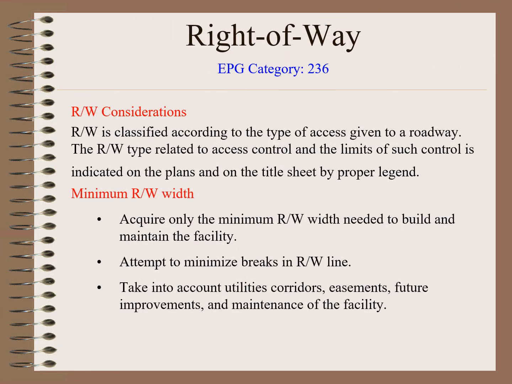Let's talk about right-of-way. Anytime that you have a project, you need to consider the right-of-way. Sometimes there is no right-of-way to be taken, but when there is, you need to understand how we classify the right-of-way. Right-of-way is classified according to the type of access given to the roadway. The right-of-way type related to access control and the limits of such control is indicated on the plans and on the title sheet by proper legend.